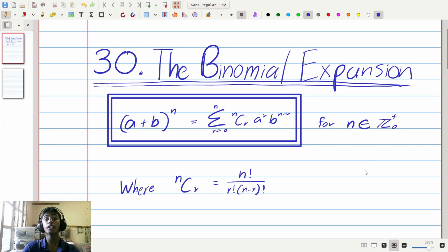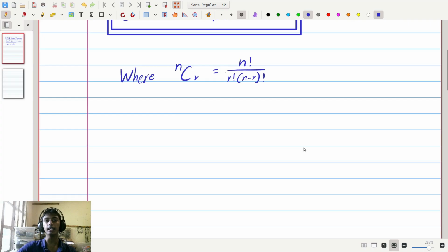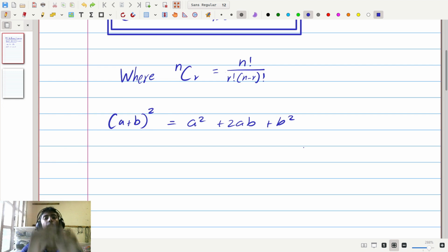This expression, the binomial expansion, is the generalization of multiplying a plus b by itself a certain n number of times. In earlier grades, you would have learned that a plus b squared is equal to a squared plus 2ab plus b squared. You would have likely done this by considering a plus b times a plus b and then using the distributive property to distribute a plus b into the a plus b, and finally writing it all out as a squared plus 2ab plus b squared.